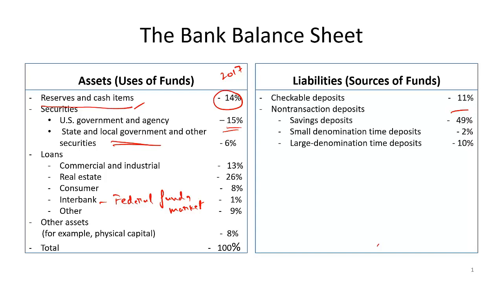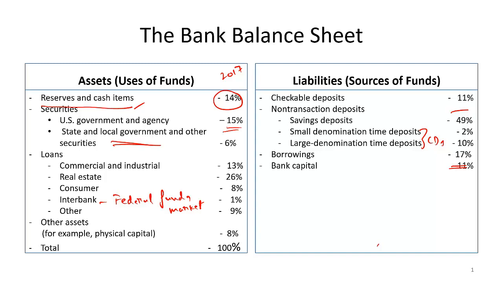There are also non-transaction deposits. This includes savings deposits, which is a very important component, about 49% of the bank deposits. Then there are small and large denomination time deposits. These are nothing but your CDs, that's certificates of deposit. Then there are borrowings by the bank. Banks also borrow from other banks or from the Fed. That includes about 70%, and obviously that's a liability for a bank.